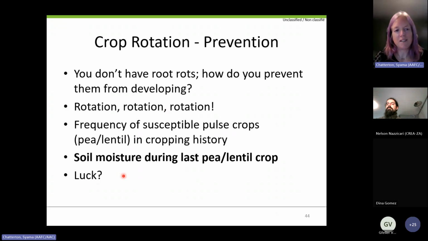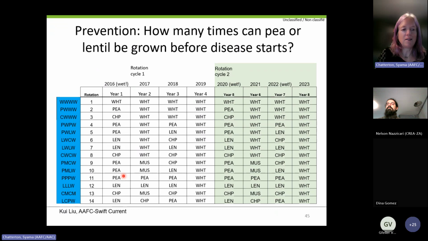And so the question is, like, how often can we be putting susceptible pulse crops into a field before you get root rot? And it does depend a lot on how wet it was when you had those peas or lentils in your field. And I think it depends a lot on luck, because we talked to some producers that have followed the same rotation as their neighbors, and they have it and their neighbors don't.